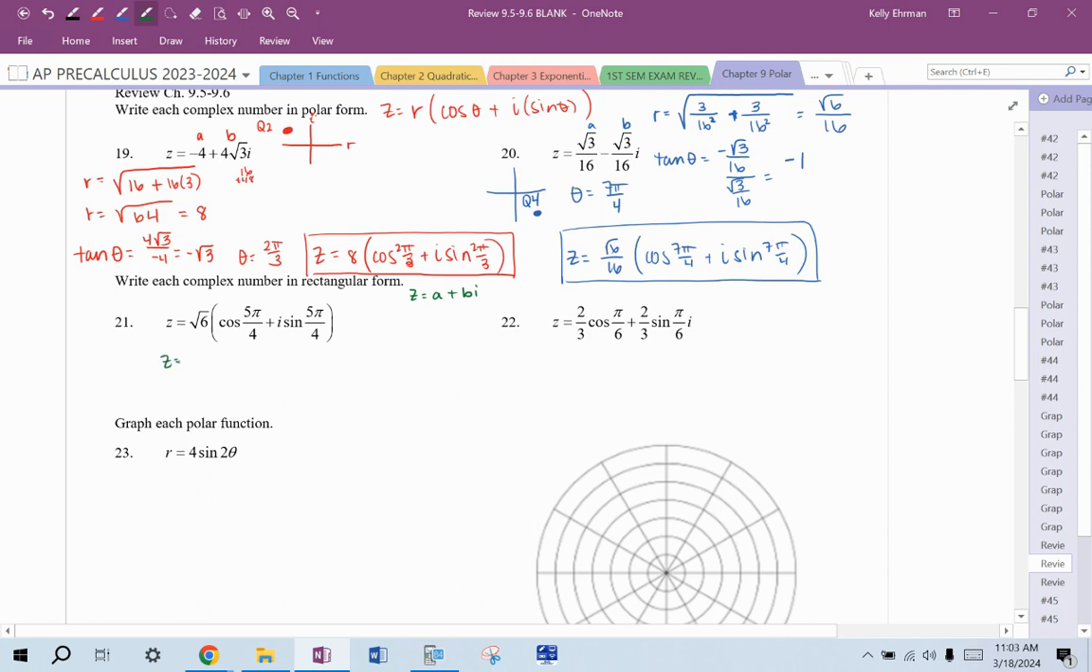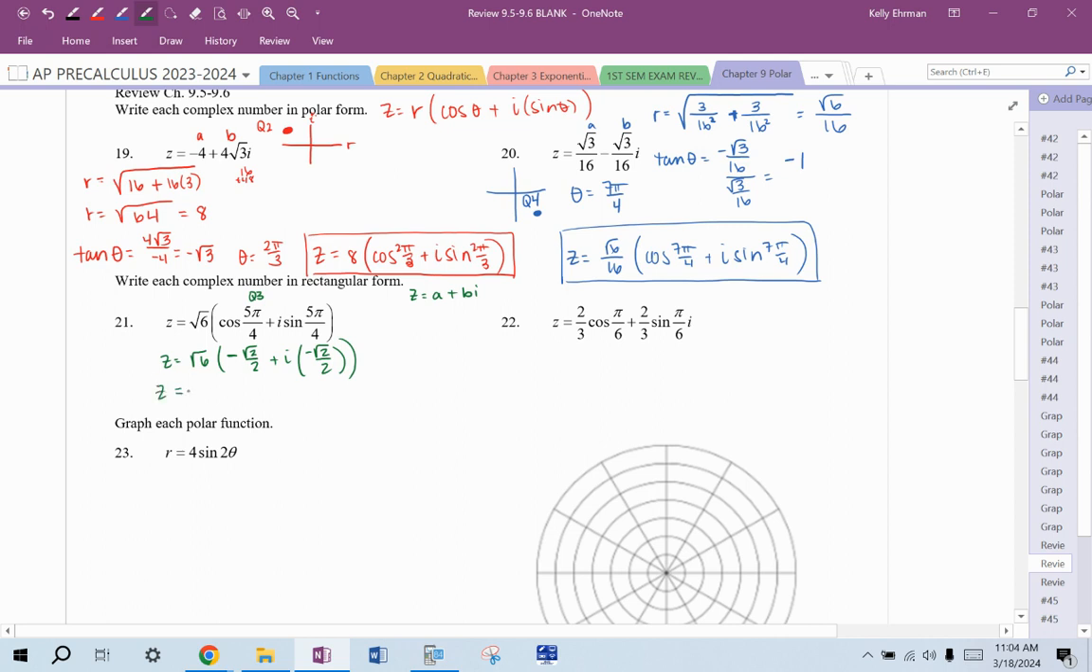So I'm going to leave the radical 6 out here for a minute. 5 pi over 4 is in quadrant 3. So cosine of 5 pi over 4 is negative radical 2 over 2. Plus i times sine is also negative radical 2 over 2.